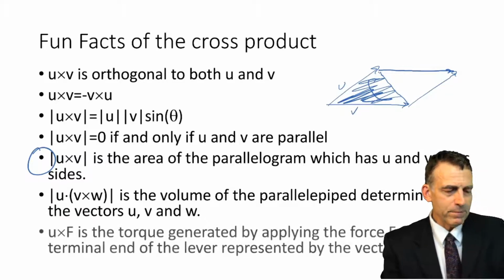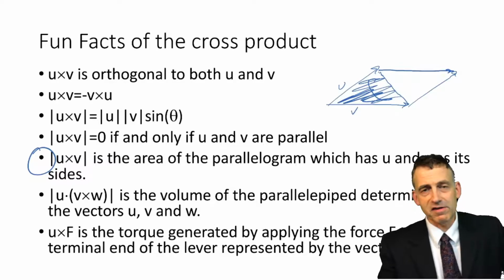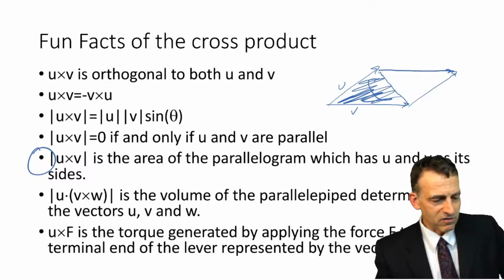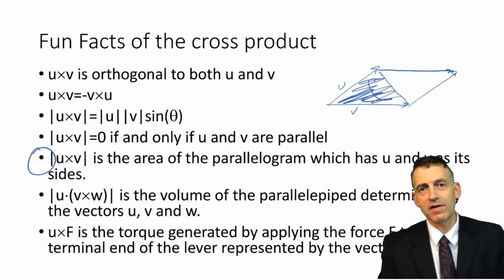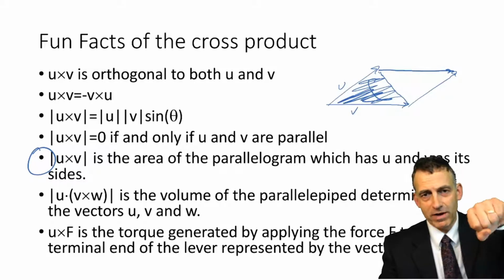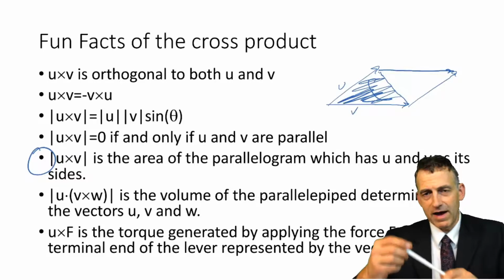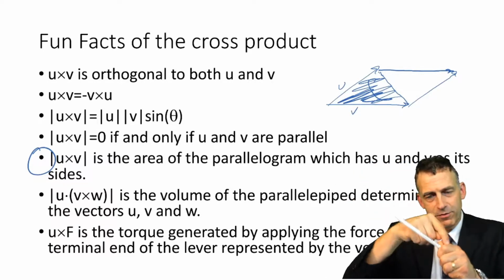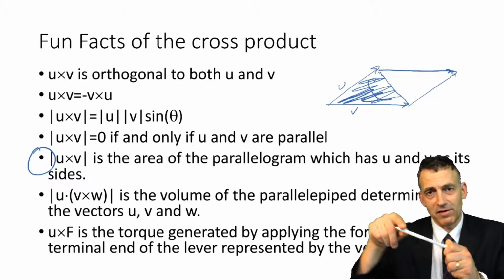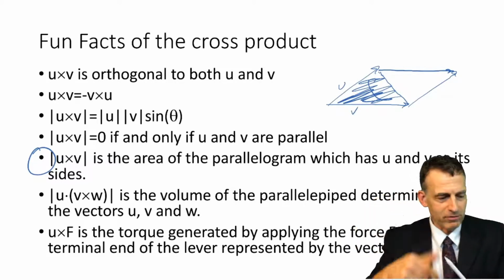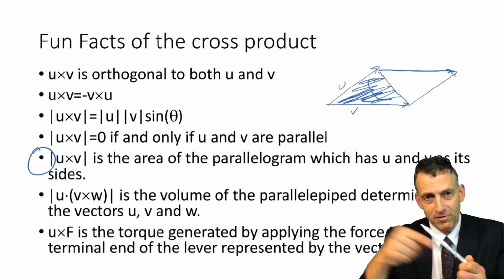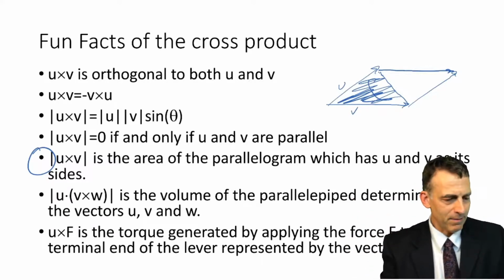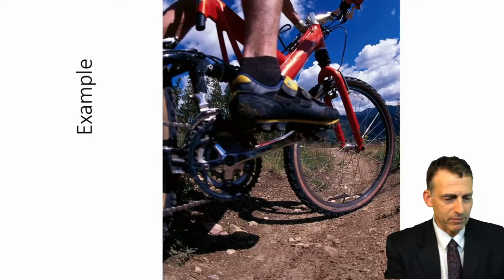One more, and this is more of a physics thing: u crossed with v is the torque generated by applying a force to the terminal end of a lever. If I have a wrench that I'm pushing down, then the torque I produce at the axle will be the force crossed with the lever. This next example is exactly that.